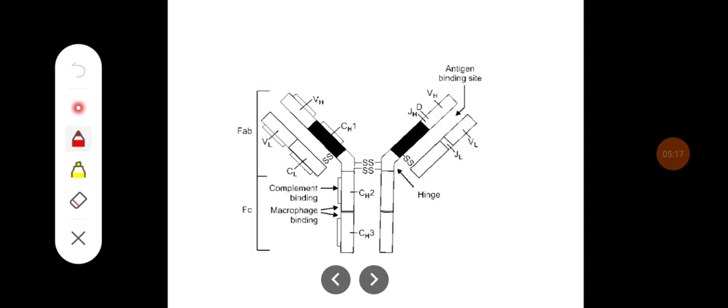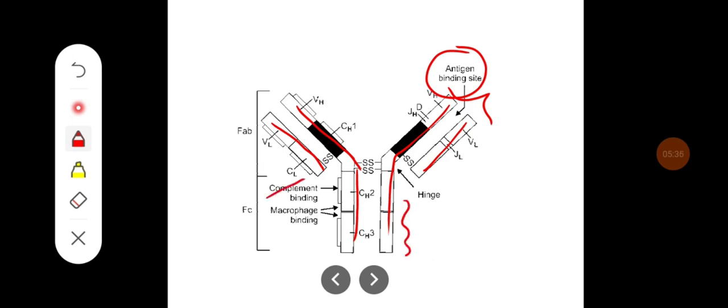This is the diagram showing an antibody. So these are the two heavy chains and these are the two light chains, and these are the variable regions, which are for antigen binding, and these are the constant regions, which are meant for complement and macrophage binding.